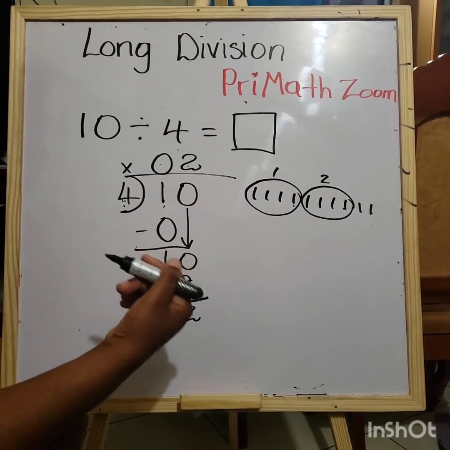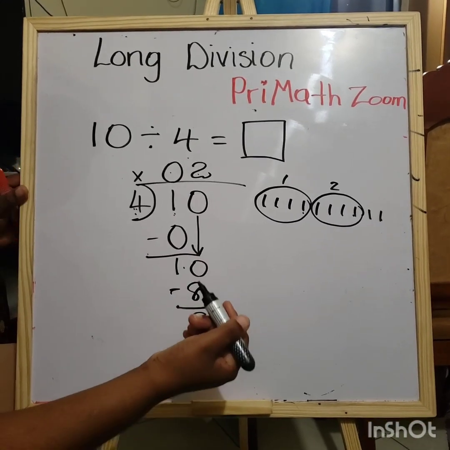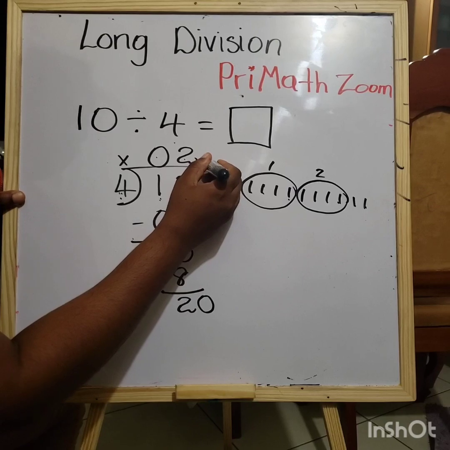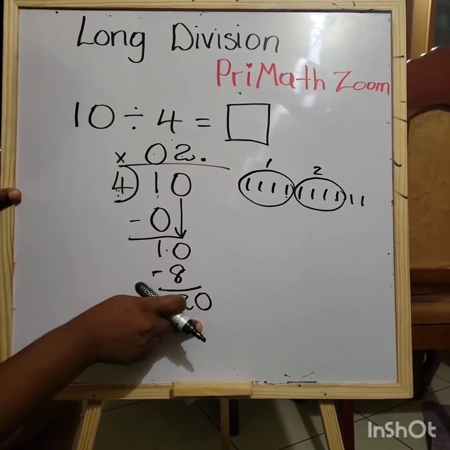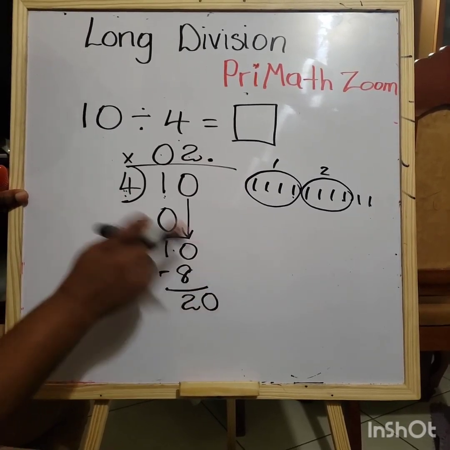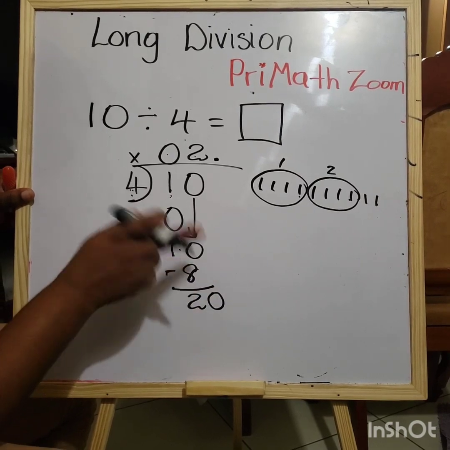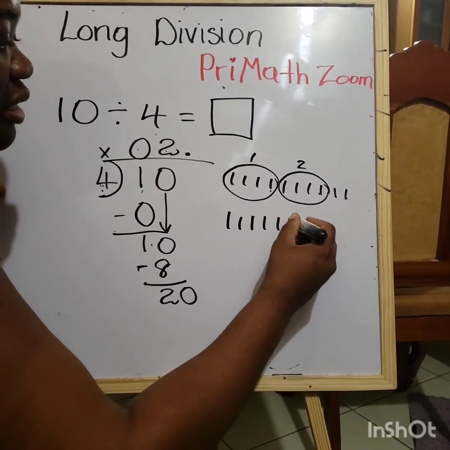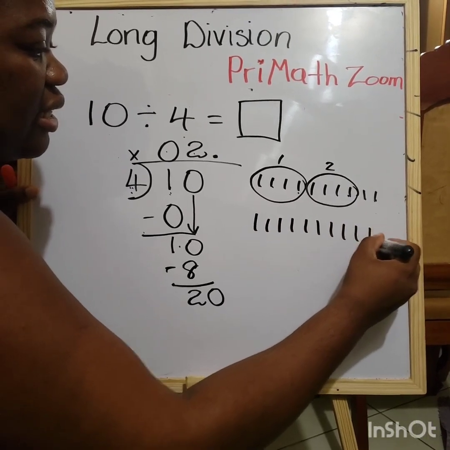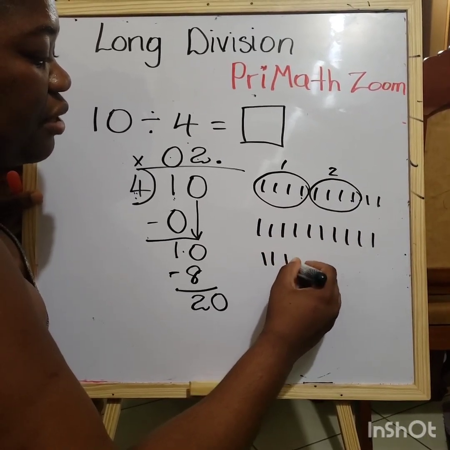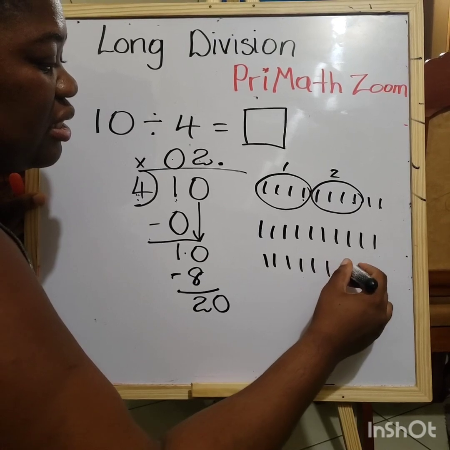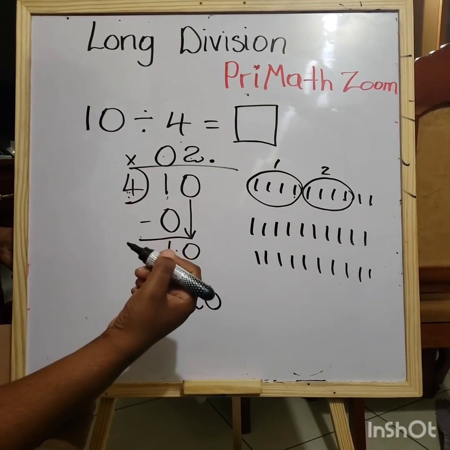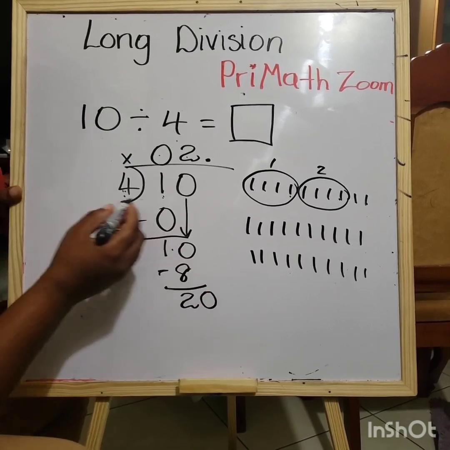There are 2 things that we can do. What we can do is we can add a 0 here and put a point here to show that we added a 0. When we do such a thing, we're going to say 4 into 20. Let's check. 1, 2, 3, 4, 5, 6, 7, 8, 9, 10, 11, 12, 13, 14, 15, 16, 17, 18, 19, 20.